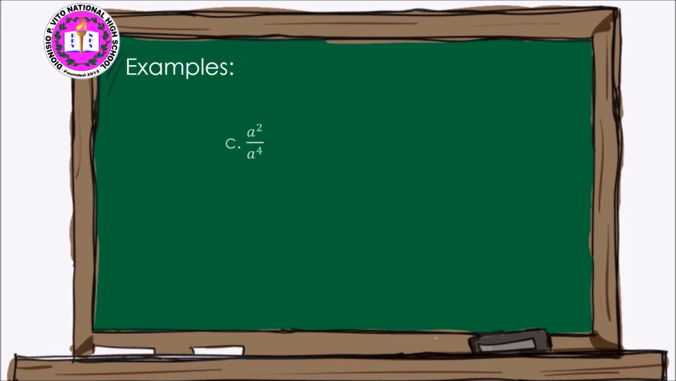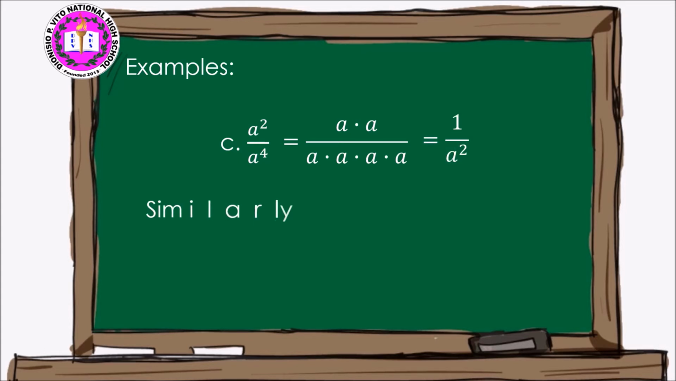Another example, a squared over a raised to 4 is equal to a times a over a times a times a times a, which is equal to 1 over a squared. Similarly, a squared over a raised to 4 is equal to 1 over a raised to 4 minus 2, which is equal to 1 over a squared.